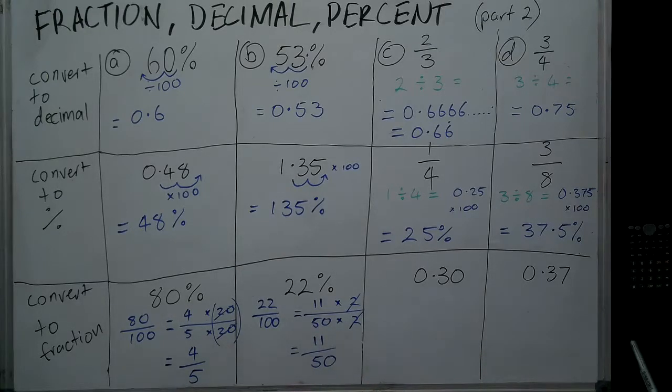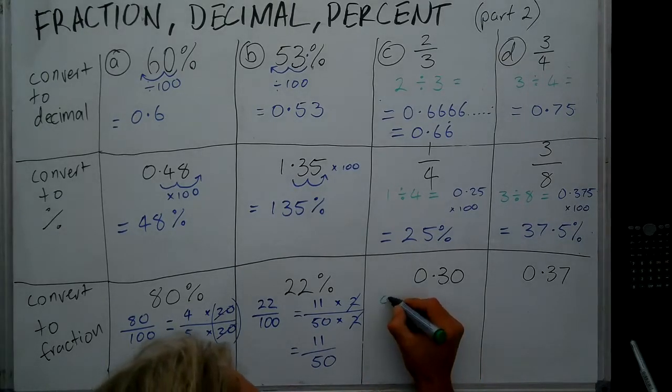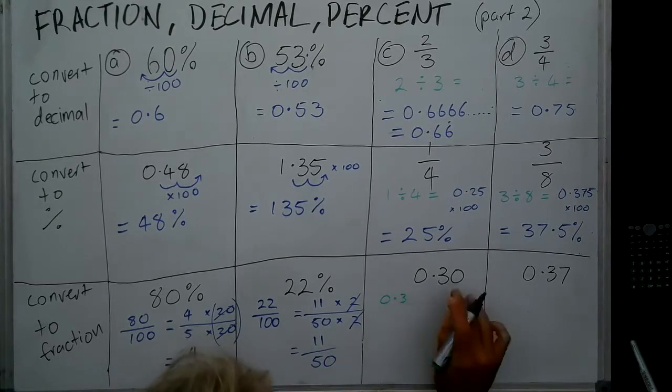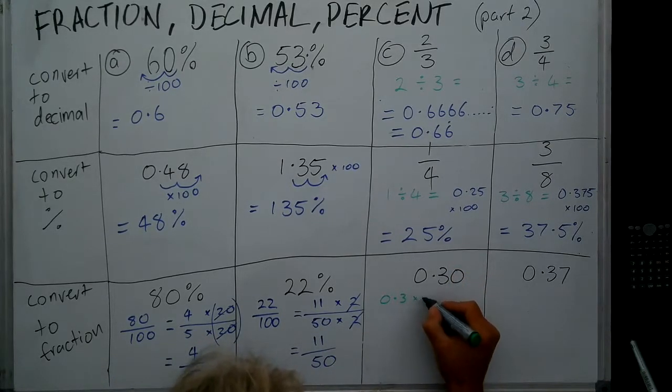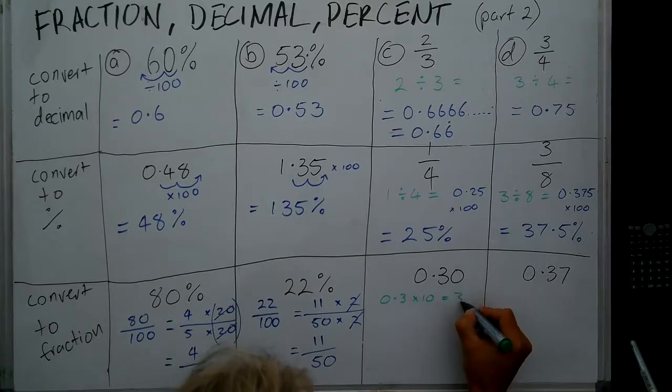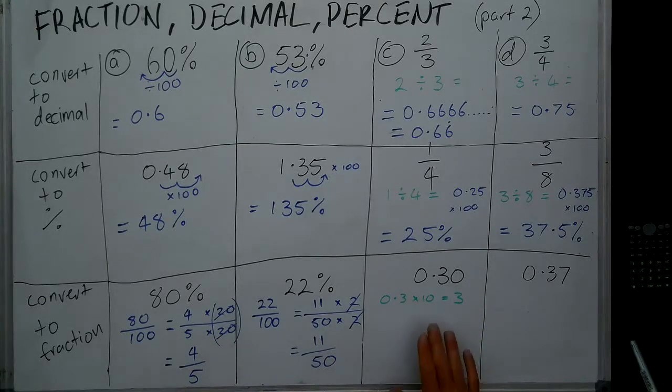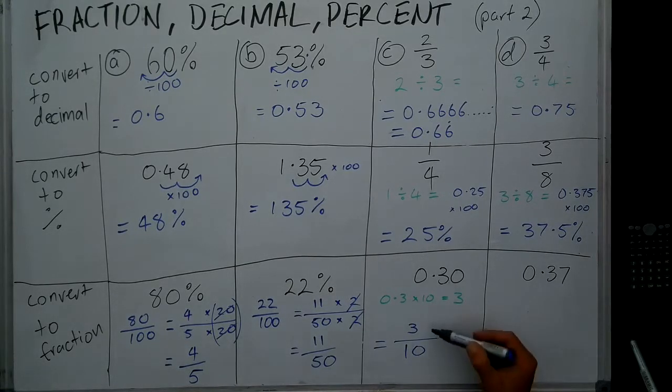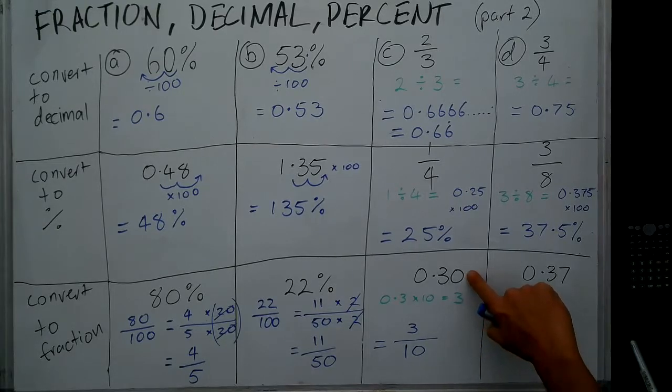I'll write this in green just for the thinking. 0.3 times 10 equals 3. But because we've timesed by 10, this 0.3 equals 3. So this is our number times by 10, and then we'll divide it by 10. And I've written it as a fraction. So 3 divided by 10 is going to give us that.